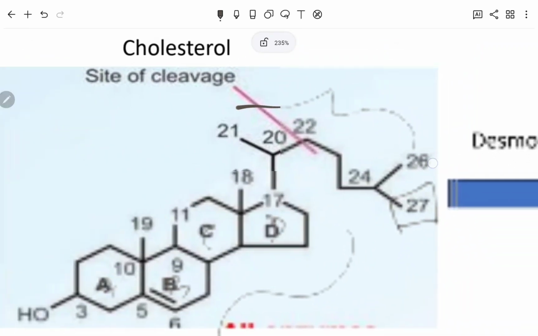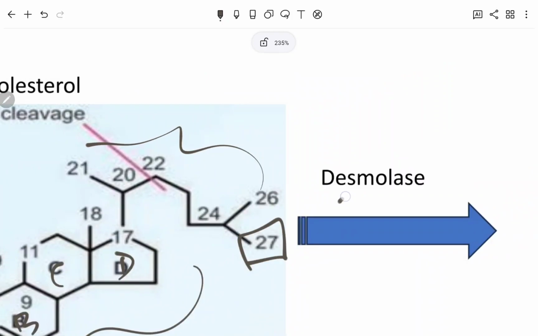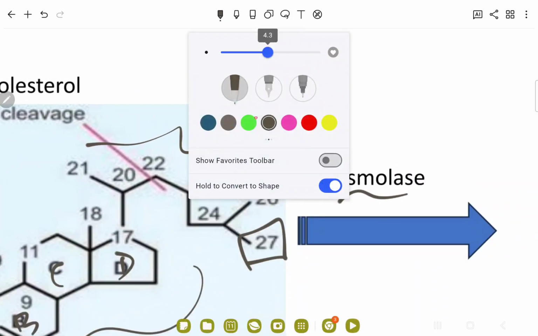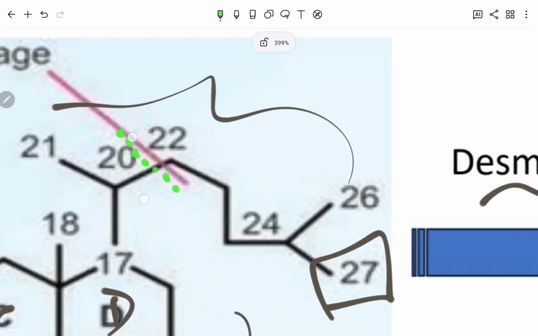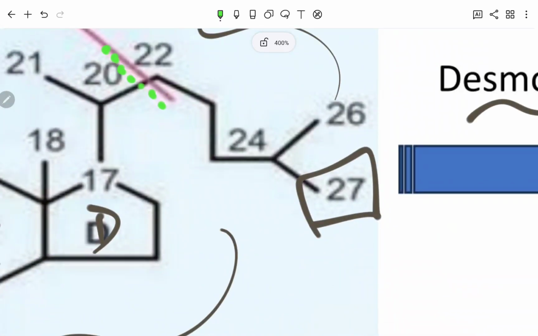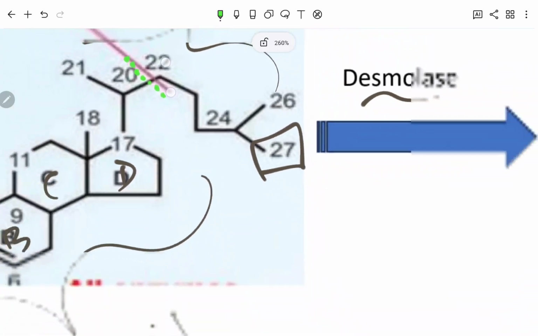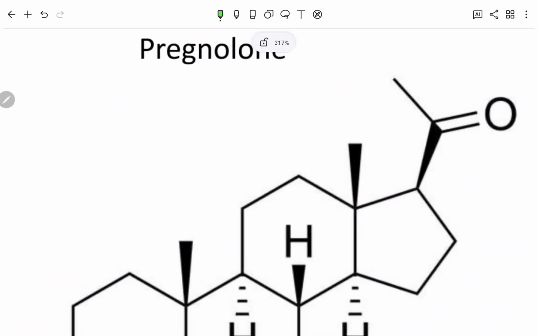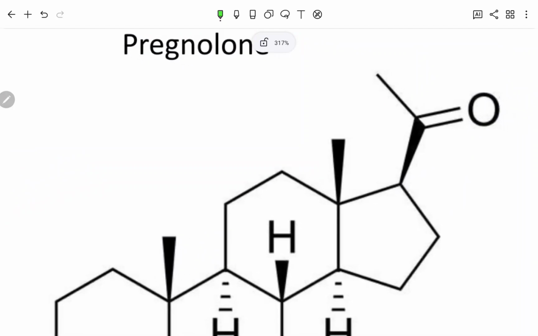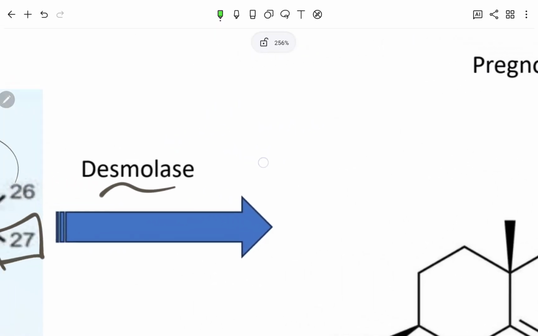You see? Now here we have an enzyme called desmolase. This desmolase is going to act at the bond between carbon number 20 and carbon number 22 of the hydrocarbon tail, and thus desmolase is going to remove a huge chunk of the hydrocarbon tail from cholesterol, and thus cholesterol gets converted into pregnenolone. And notice how the hydrocarbon tail of pregnenolone is much shorter than that of cholesterol.